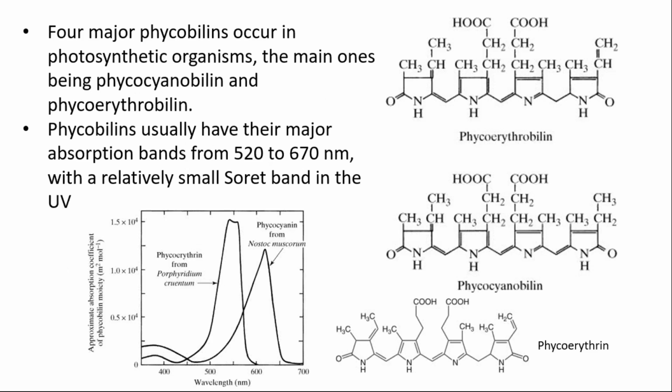There are four major phycobilins that occur in nature. You have phycocyanobilin, and you have phycoerythrobilin, you have phycoerythrin. These usually have their absorption bands in the range of 500 to 670, with a very small band in the UV region, that is below 300 nanometers.